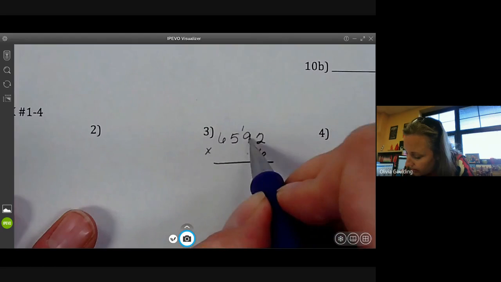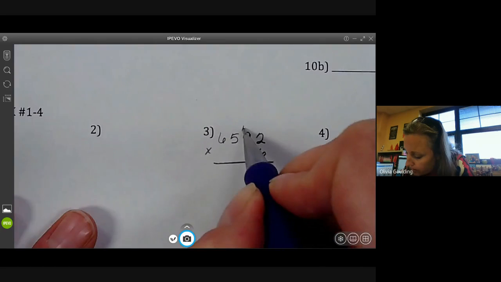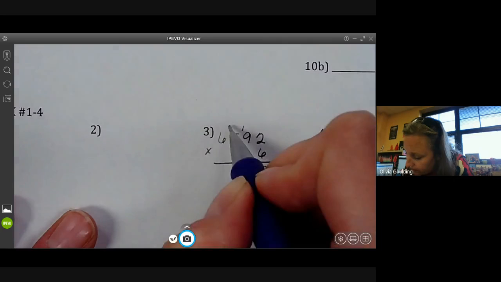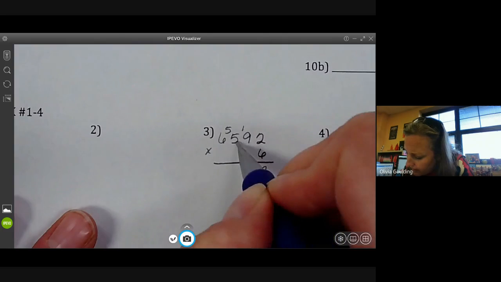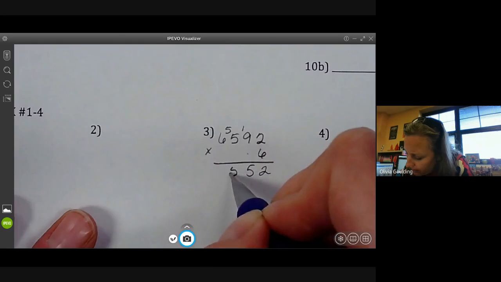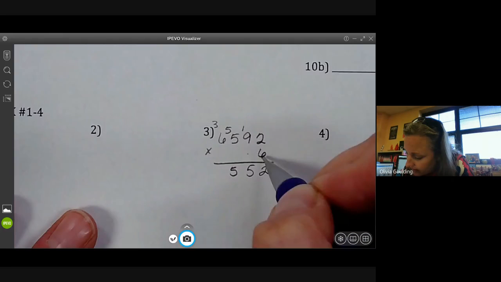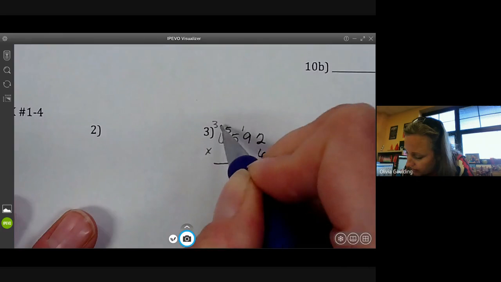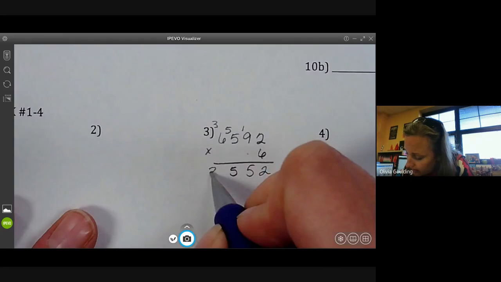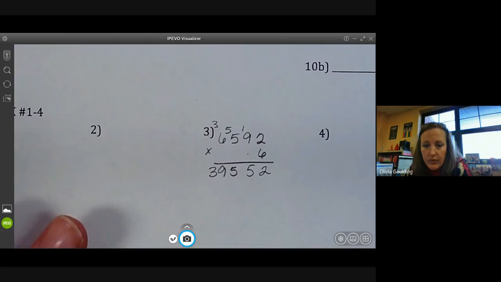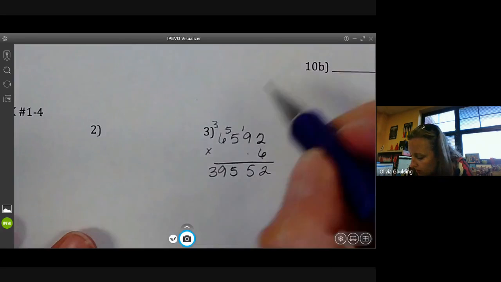6 times 2 is 12. 6 times 9 is 54, plus 1 is 55. 6 times 5 is 30, plus 5. And 6 times 6 is 36, plus 3. Okay, now I have to figure out where these decimals go.